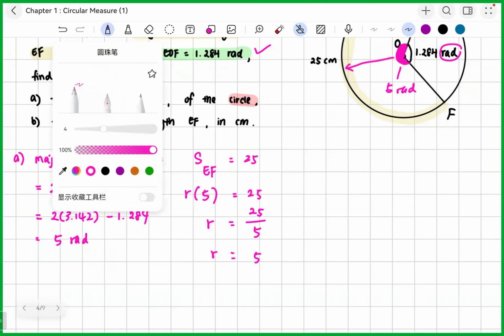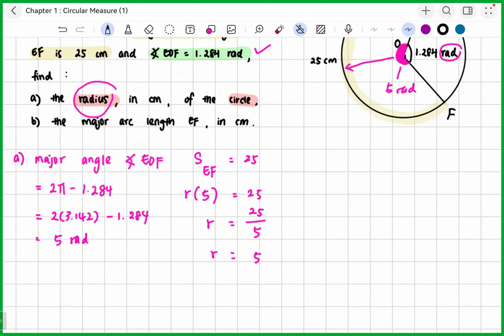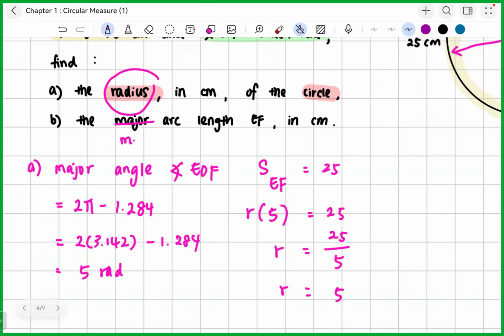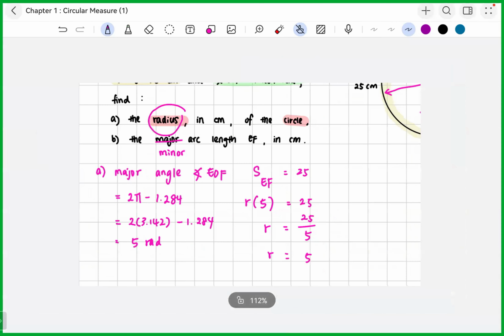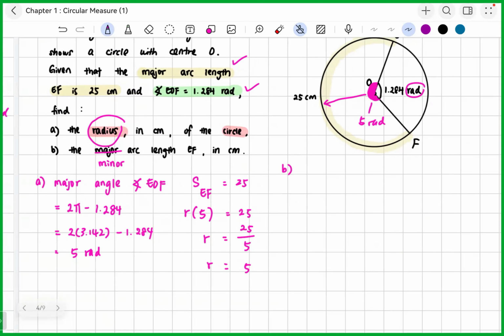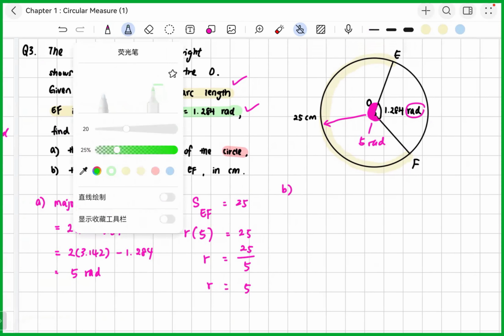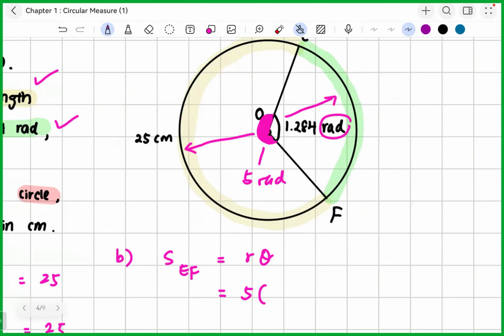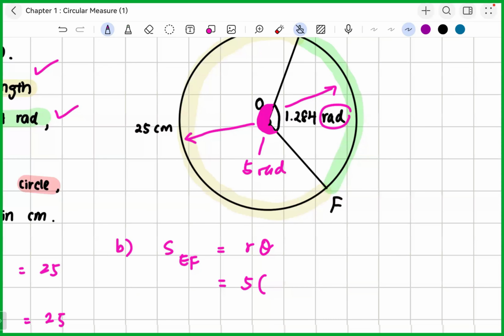Now question B got some error, got some problem. I wrote it incorrectly. It is actually the minor arc. So question B wants us to find the minor arc. What is the minor arc? The minor arc is the arc over here, the smaller arc. So how can we find the smaller arc? The arc length formula is s equals r theta, right? The radius we just found is 5, and theta, you should use the angle that faces the arc length that you want to find, which means 1.284.